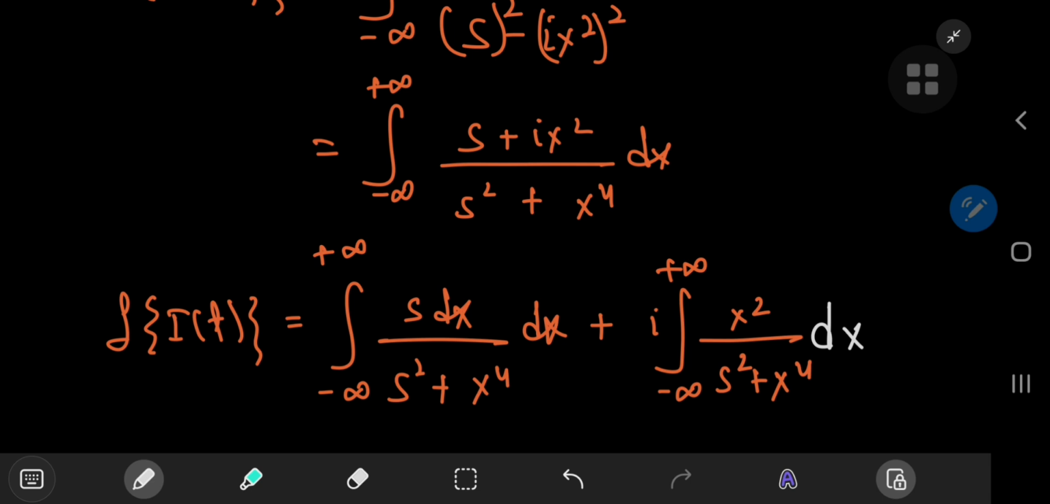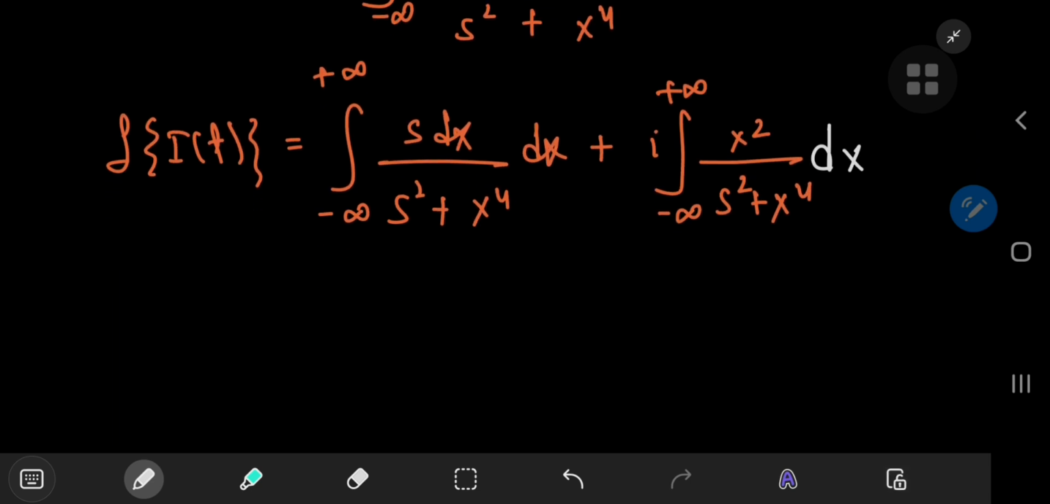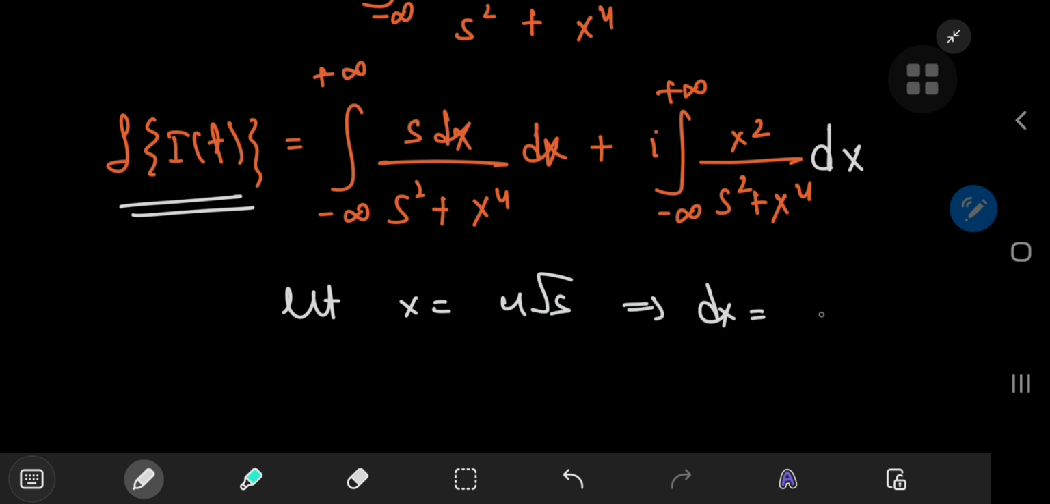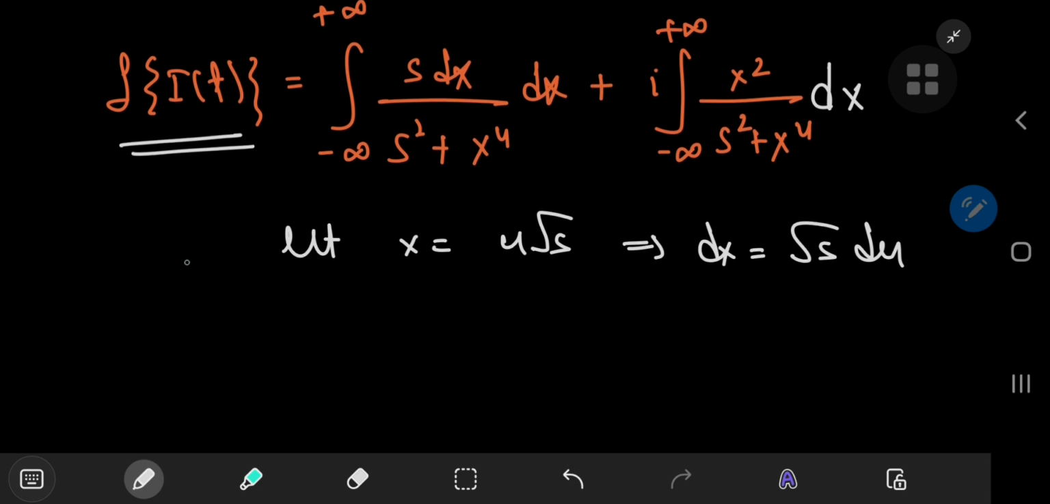Anyway, so this is what we have right now. We have the Laplace transform of I of t, and we've separated it into real and imaginary parts. And now to make life easier, I'm going to perform a substitution where we let x equal u times the square root of s, which implies that dx equals square root s times du. We're in the x world now completely, so the s terms are just constants anyway. So yeah, that's pretty helpful.